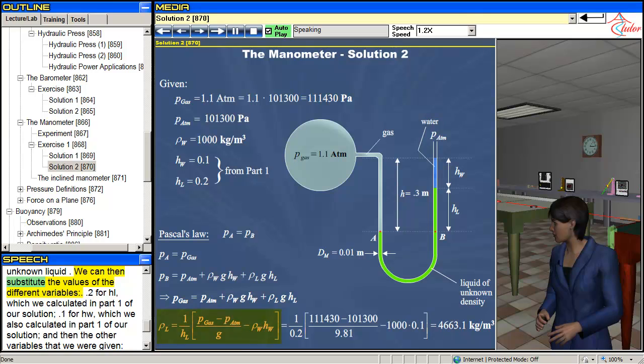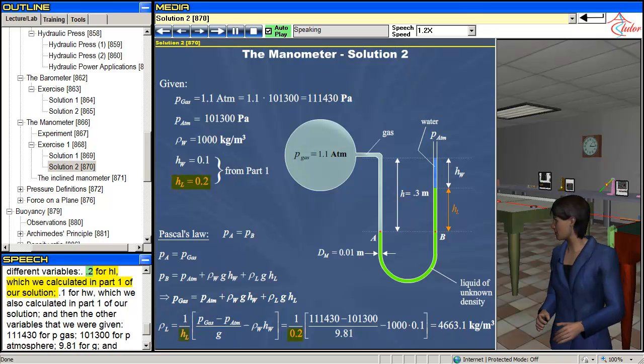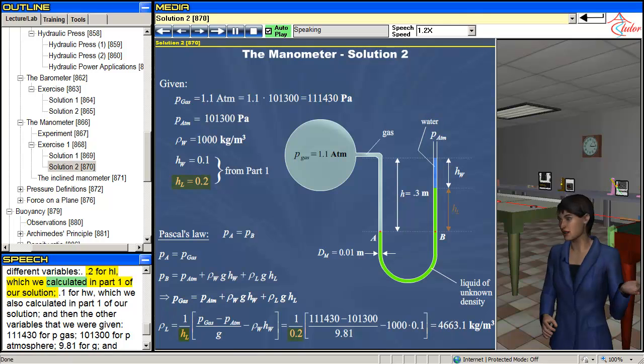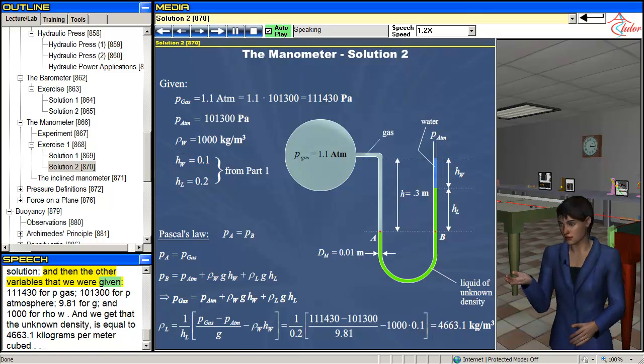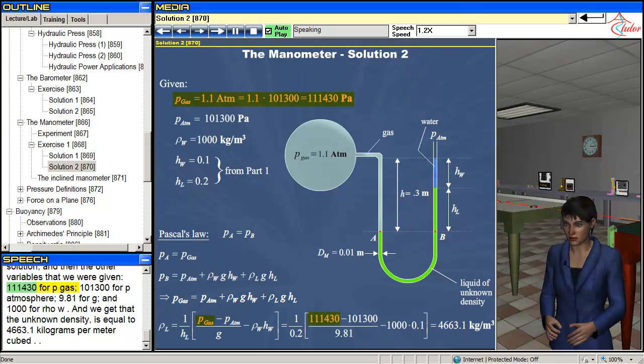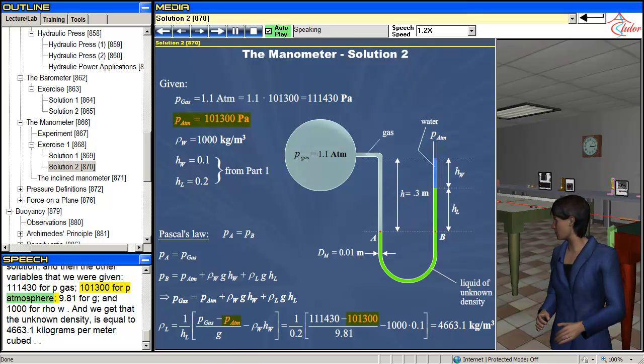We can then substitute the values of the different variables. 0.2 for HL, which we calculated in part 1 of our solution. 0.1 for HW, which we also calculated in part 1 of our solution. And then the other variables that we were given. 111,430 for P gas, 101,300 for P atmosphere, 9.81 for G, and 1,000 for ρW, and we get that the unknown density is equal to 4,663.1 kilograms per meter cubed.